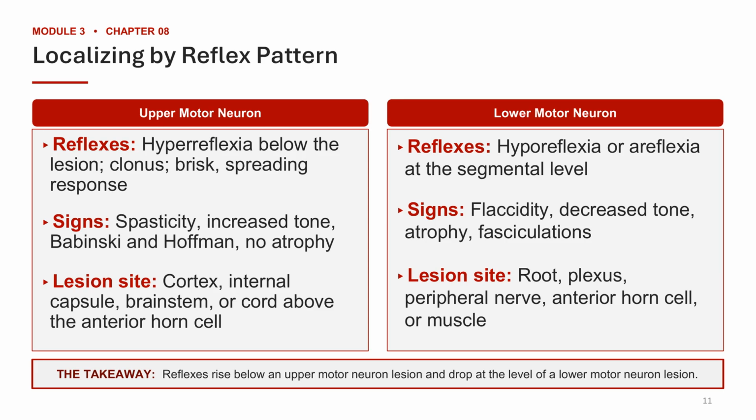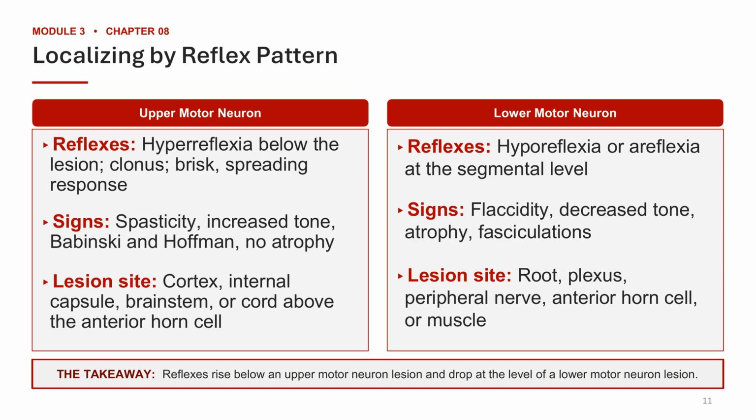This slide is the two mechanisms translated into two clinical profiles. Read it as a matched pair. The upper motor neuron pattern. Reflexes are hyperactive below the lesion with clonus and a brisk spreading response. The accompanying signs are spasticity and increased tone, Babinski and Hoffman, and, importantly, no significant atrophy because the muscle is still innervated. It is simply poorly controlled. The lesion sits in the cortex, internal capsule, brainstem, or cord above the anterior horn cell.